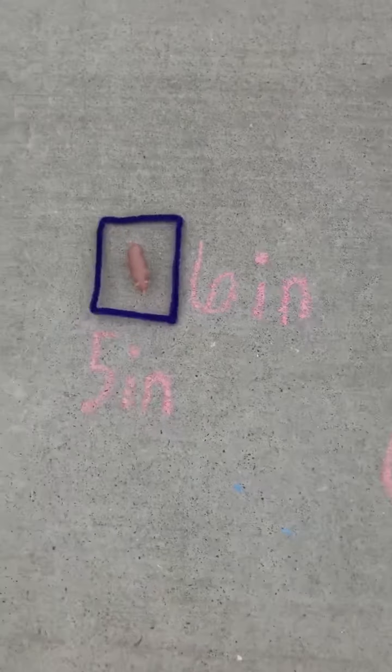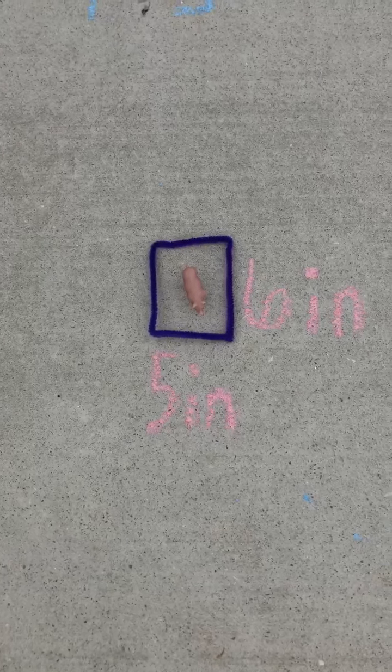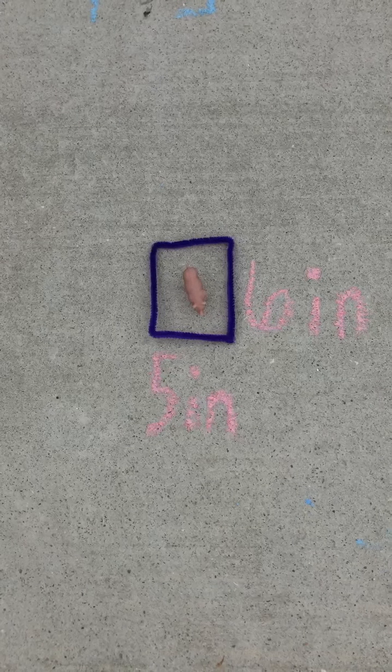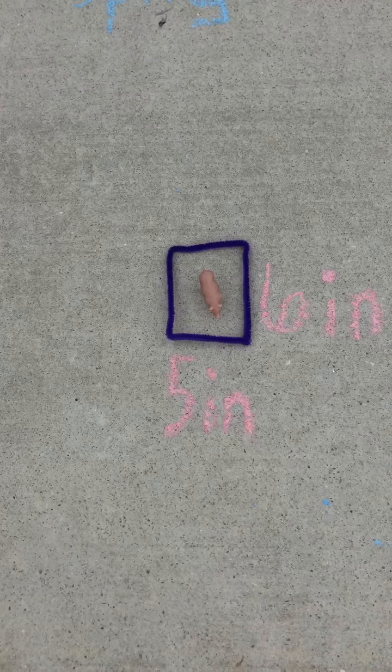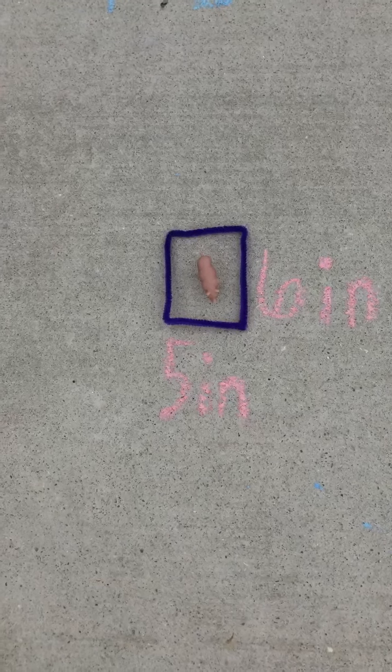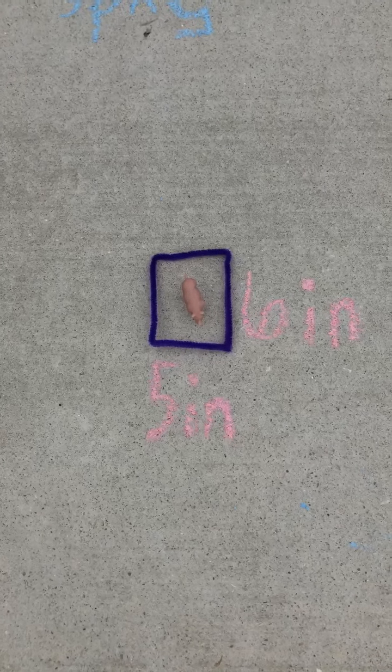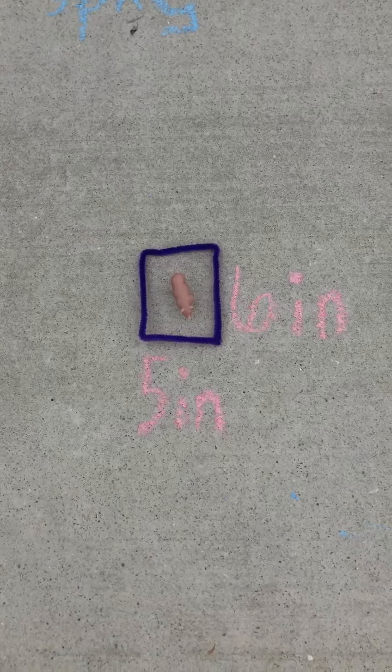We have our pig pen. So we have a 6 by 5 area, and I want you to figure out what that area is. Remember, to find area, you multiply the length times the width to get the area. And then to do the perimeter, you have to add up all the lengths.